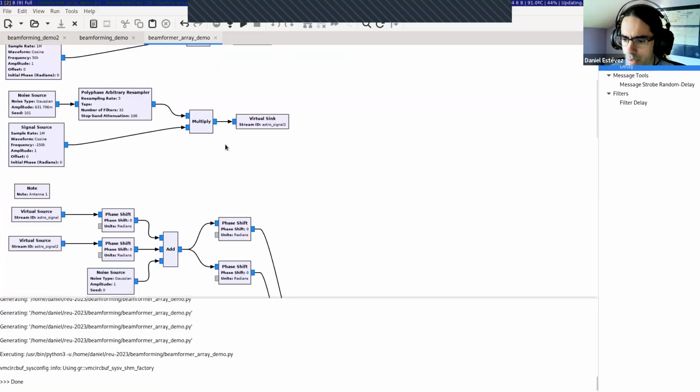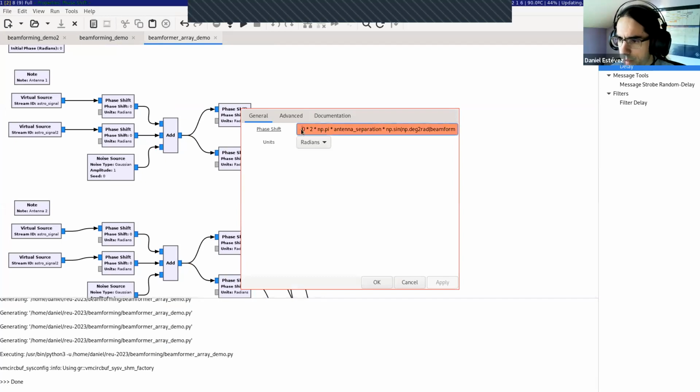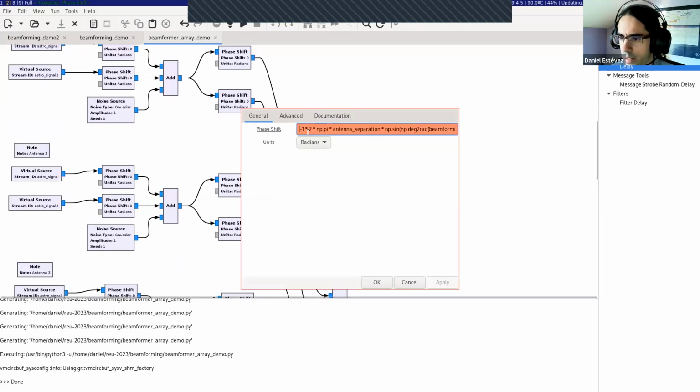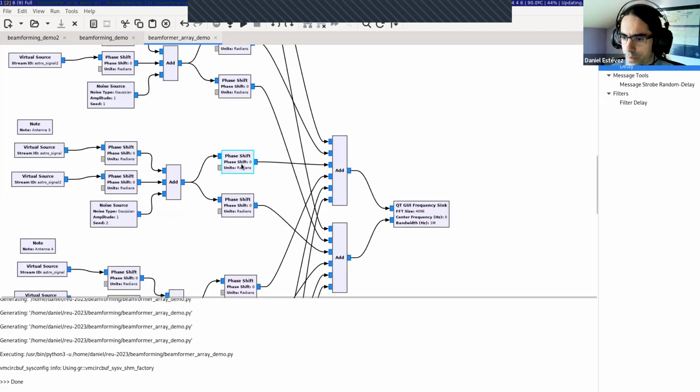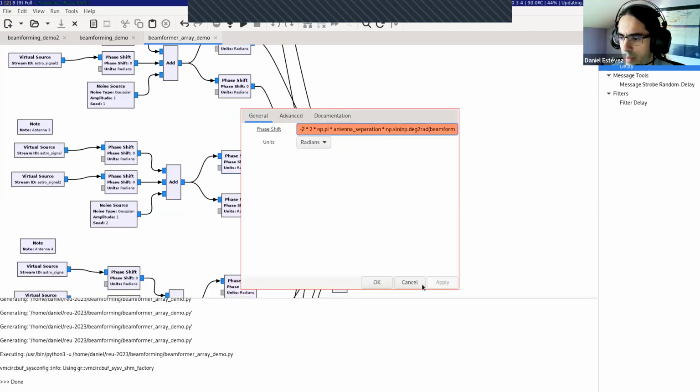So if we come back here and look at this thing, maybe it looks familiar. So there is 0 times 2 pi, blah, blah, blah, something. Now 1 times 2 pi, blah, blah, blah, something. 2 times 2 pi, blah, blah, blah, something. And the something is the same in all cases. So the expression I have here is basically an index multiplied by a something. And the variable I'm interested in is this beamforming angle, because I want to sweep the beamforming angle across the sky.